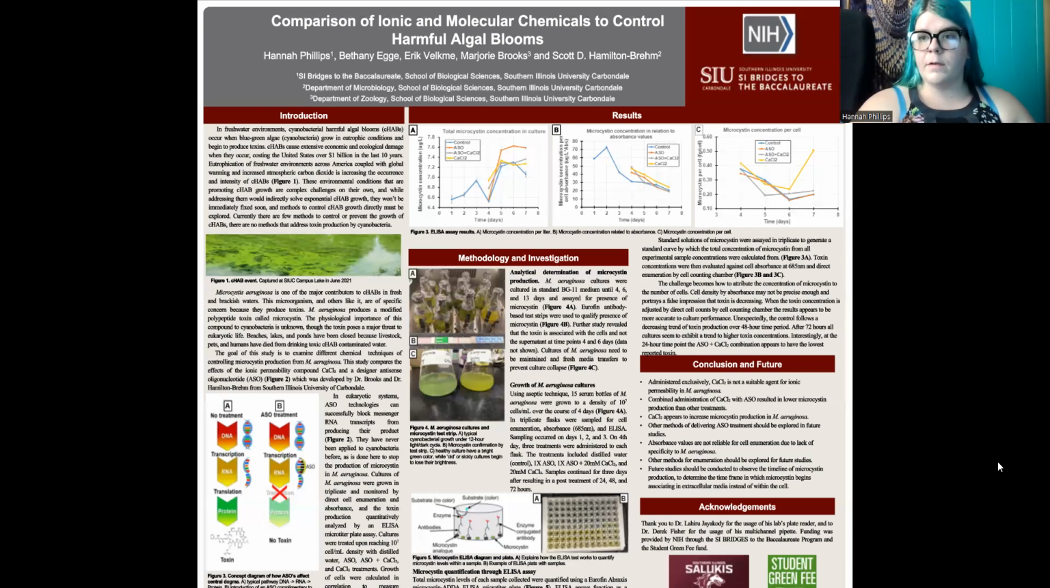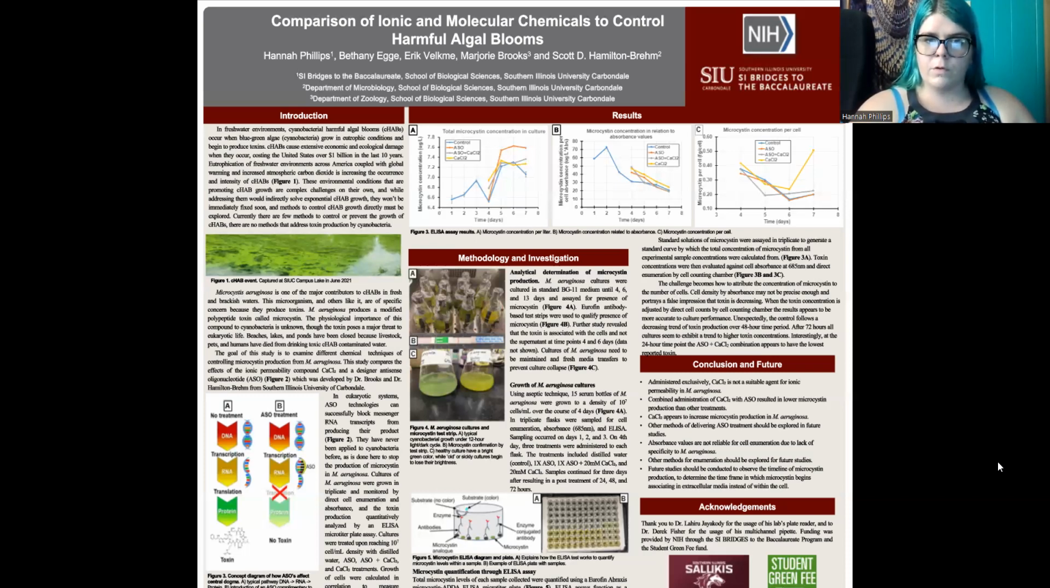So in my experiment, we observed 4 different treatment groups. The first was the control group with just water. The second had just the ASO treatment. The third had the ASO treatment plus calcium chloride, and the final group had just calcium chloride. The treatments were observed over the course of 72 hours in order to relate cell counts to the amount of microcystin present in each sample.